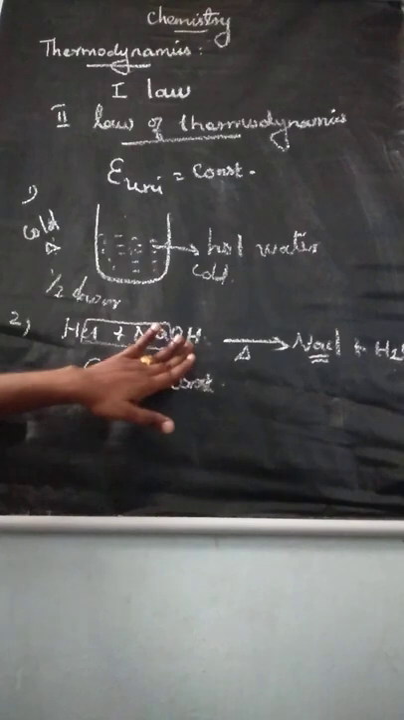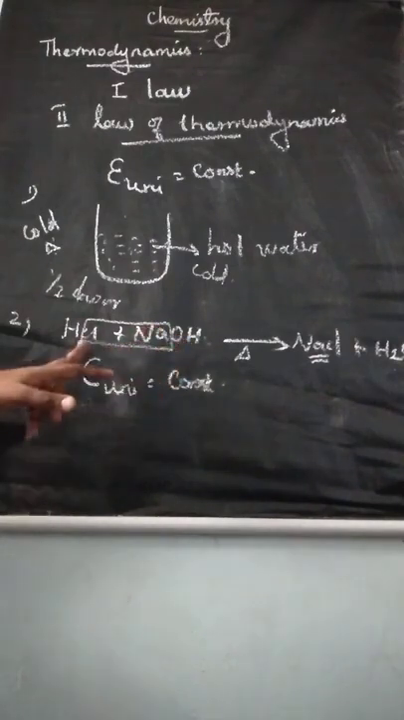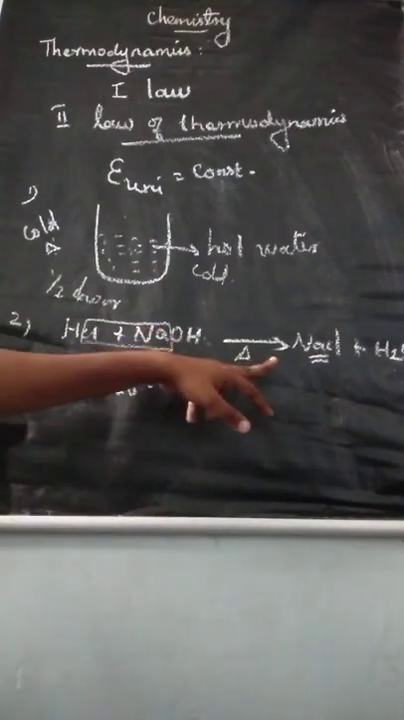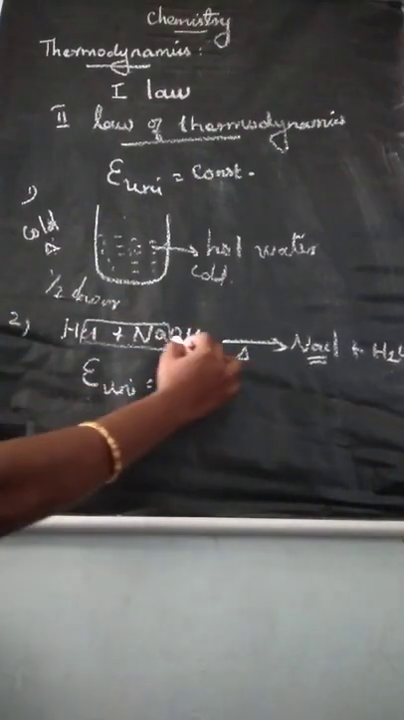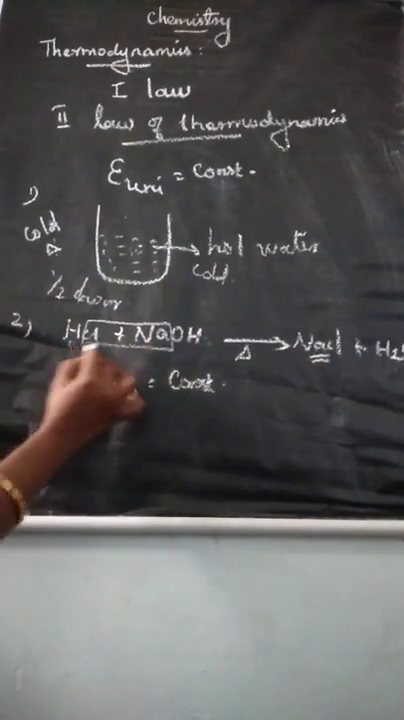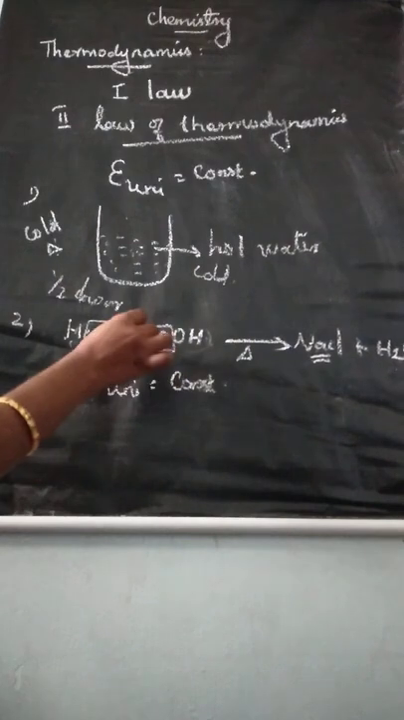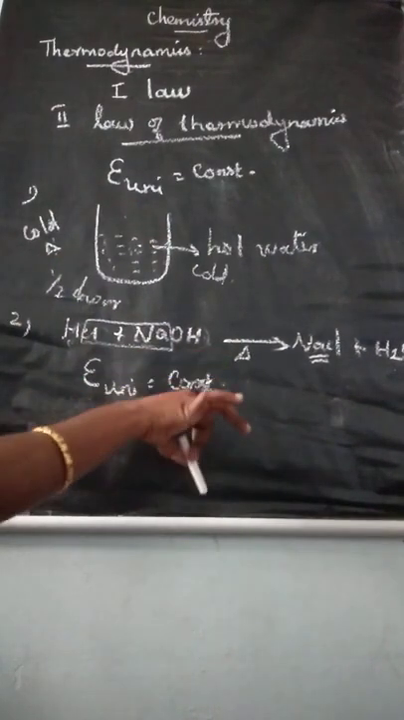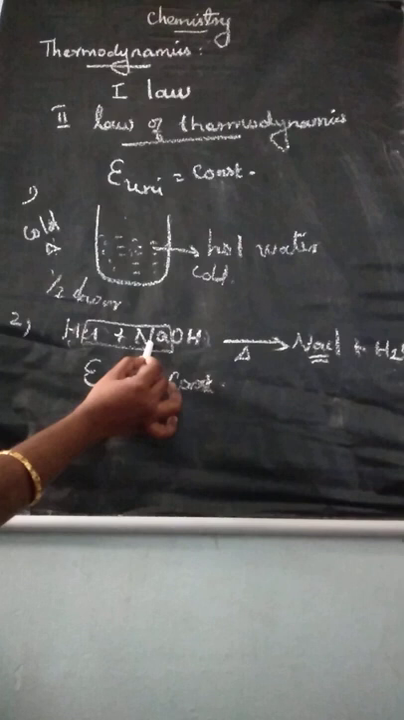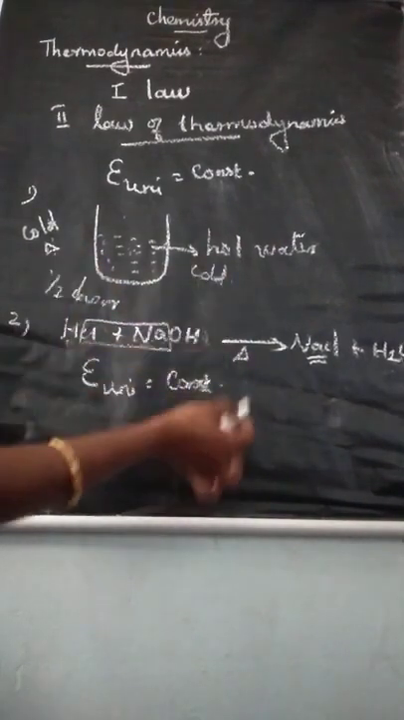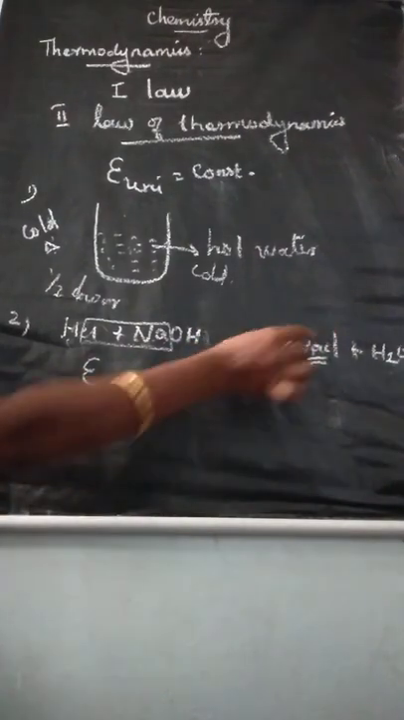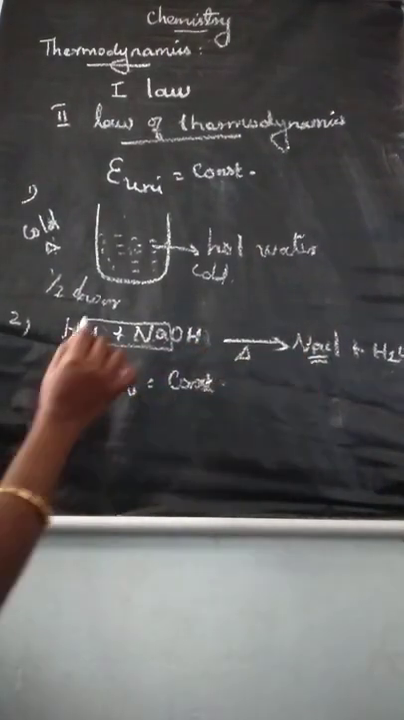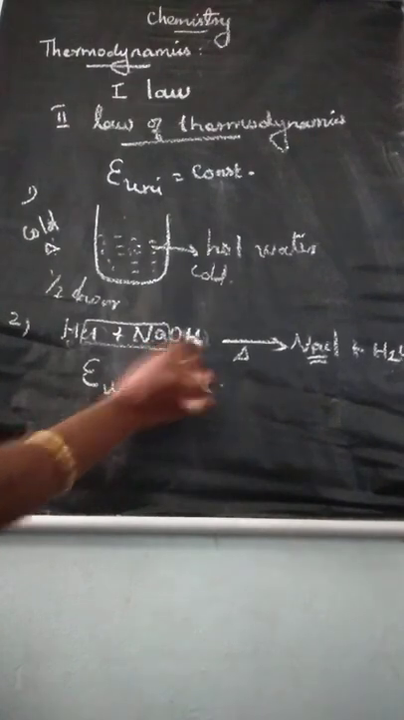In the same way, in the second example, hydrochloric acid and sodium hydroxide form sodium chloride. The sodium chloride does not directly produce hydrochloric acid and sodium hydroxide. Only by absorbing heat energy can it do so. These two molecules lose heat energy to form sodium chloride, and sodium chloride absorbs heat energy to form hydrochloric acid and sodium hydroxide.